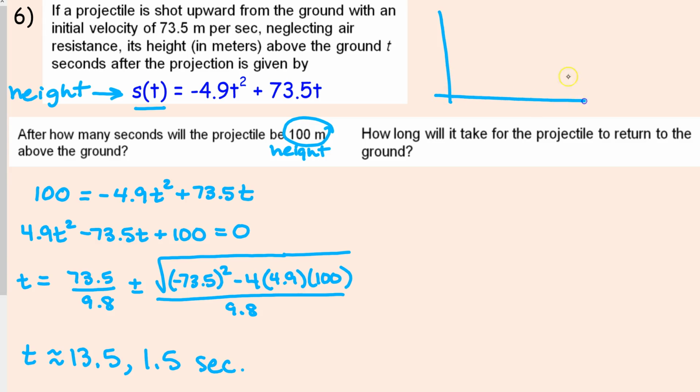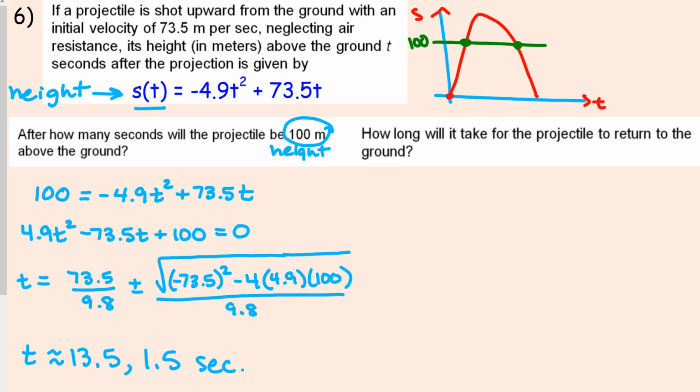here's a graph. So the projectile starts at the ground level at time 0. It goes up, it comes back down. This is time. This is height. So let's say that this height right here is 100. It's going to hit that height twice, once on the way up and once on the way down. So that's why we have 2 times. Okay, let's move on to the second part of the problem.